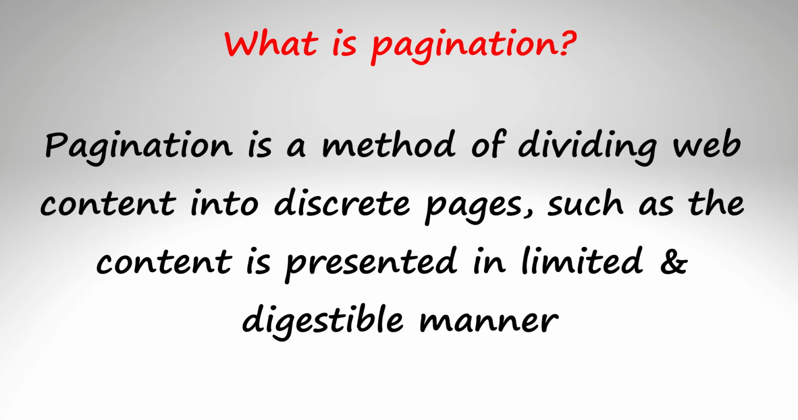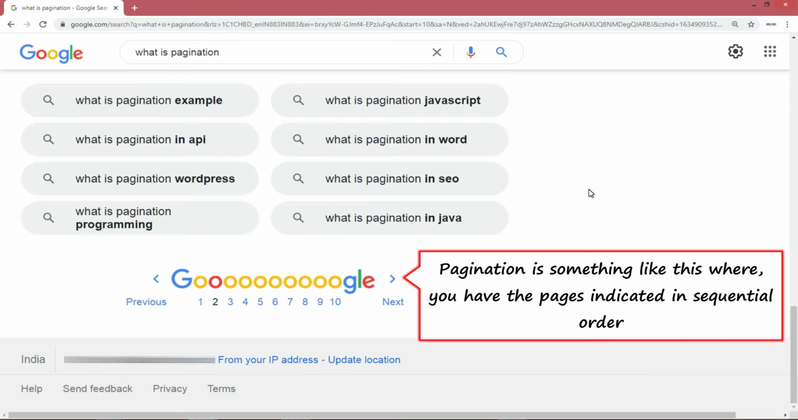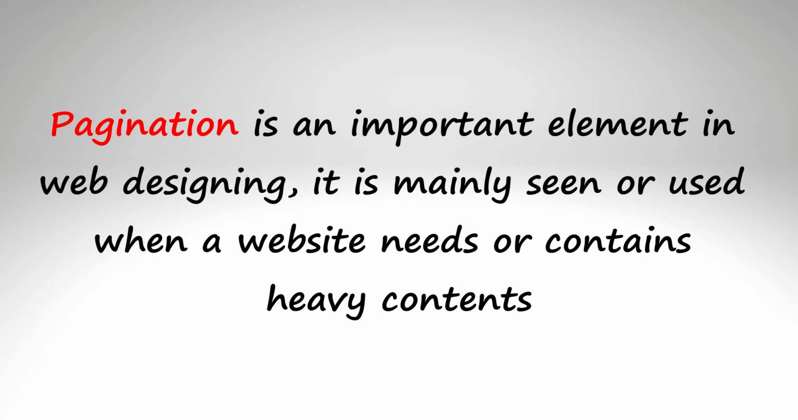So what is pagination? Pagination is a method of dividing web content into discrete pages, such that the content is presented in a limited and digestible manner. We mainly see pagination like this, where we indicate the sequence of pages by giving numbers or some other characters on each block. Pagination is an important element in web designing. It is mainly used when a website contains heavy content.